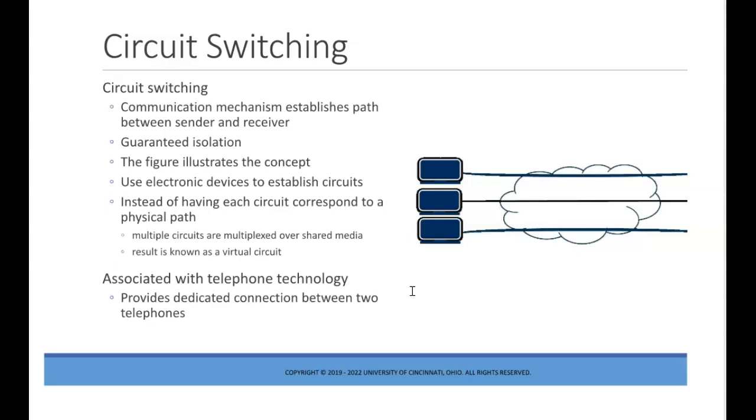Instead of having each circuit correspond to a physical path, multiple circuits are multiplexed over shared media, and the result is known as a virtual circuit. Circuit switching is usually associated with telephone technology because the telephone system provides a dedicated connection between two telephones. Analog telephones used circuit switching with electromechanical switches.